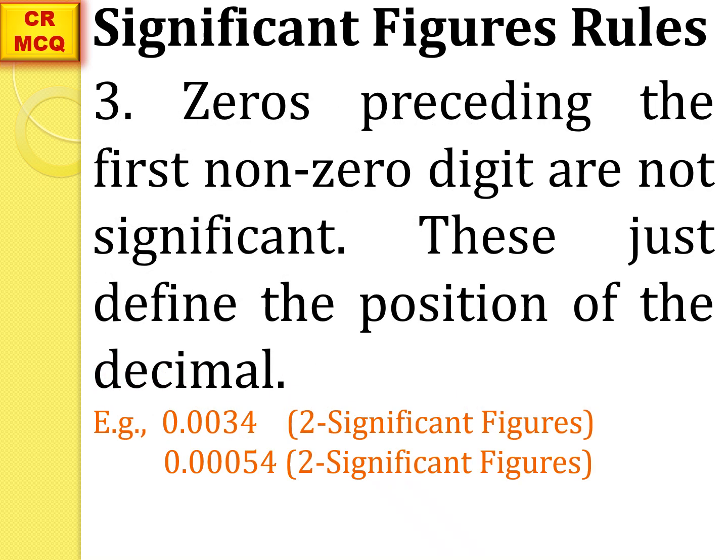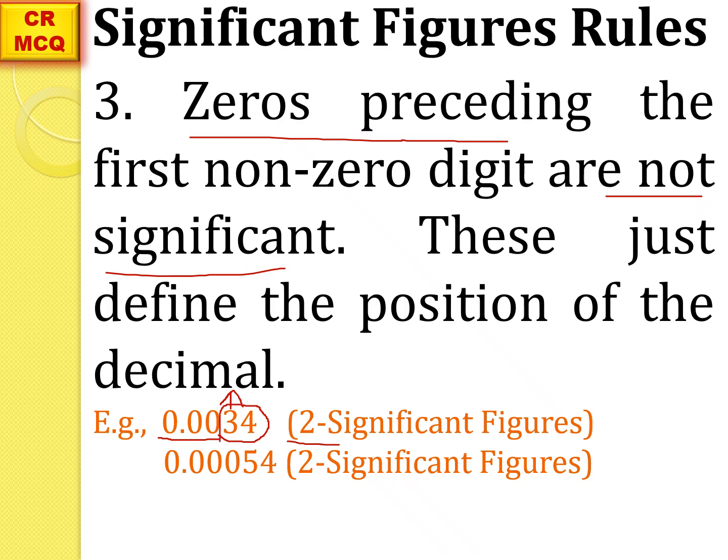Next rule is zeros preceding the first non-zero digit are not significant. It means, firstly, what are preceding zeros. This one is your first non-zero digit. So whatever zeros are written before the first non-zero digit, these are considered as preceding zeros. All these preceding zeros are not significant, so one need not count these zeros. So start counting from the first non-zero digit. So overall in this example there are only two non-zero digits, so there are two significant figures.